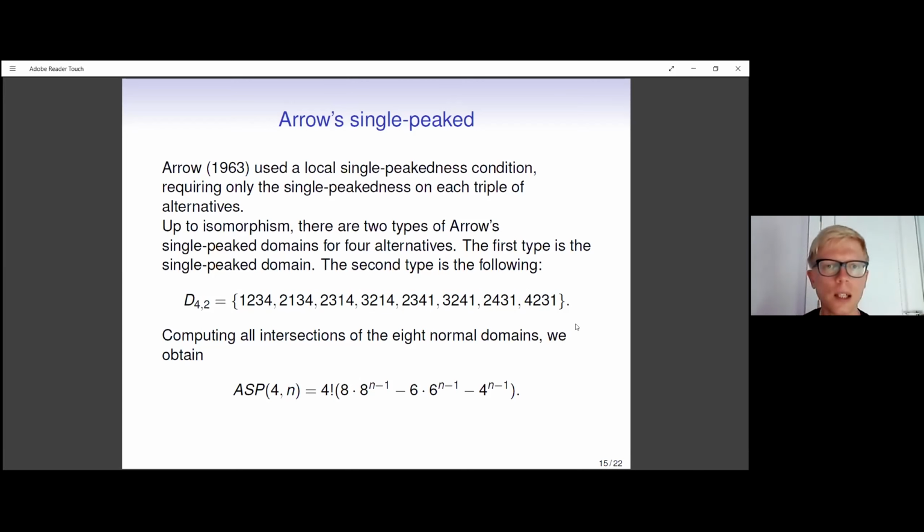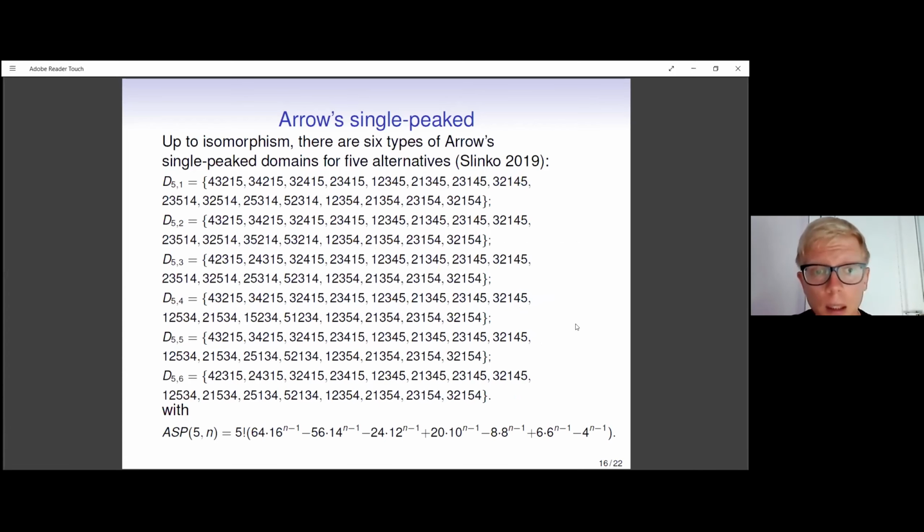For 5 alternatives, there are 6 Arrow single-peaked domains, and providing some computer calculations, I found all normal single-peaked domains, and there are 64 normal single-peaked domains. Then I united these domains in some groups. Then I found computational intersections of these domains inside groups, and then intersections between groups. So then I get this formula.